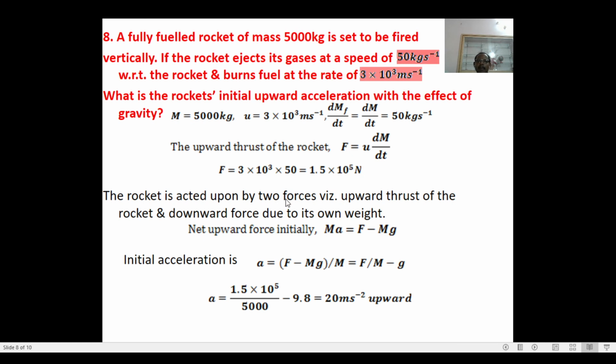The rocket is acted upon by two forces, namely upward thrust of the rocket and downward force due to its own weight. Net upward force initially ma is equal to F minus mg. So this is upward force, this is weight, which is downward force. Initial acceleration is a is equal to, now divide throughout by m, I will get F minus mg divided by m, which is equal to F by m minus g. Therefore acceleration is equal to F is 1.5 into 10 power 5 divided by m is 5000 minus g is 9.8, which is equal to 20 meter per second upward direction.